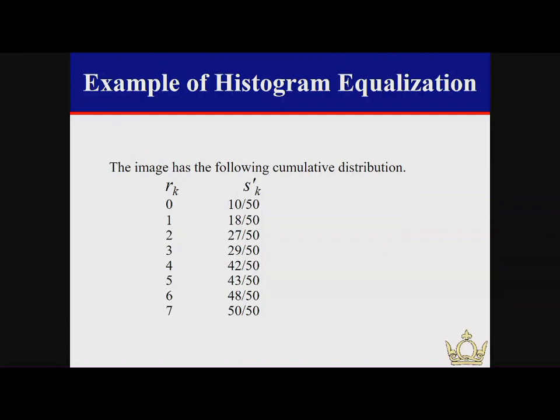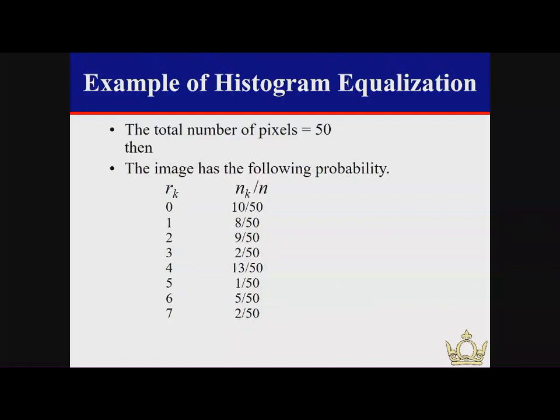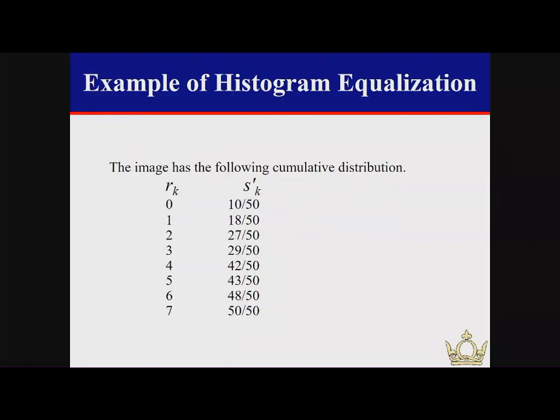And next, to find the cumulative distribution, the first one, just leave it there. Next, add those two together. Next, add those 3 together. Next, add 4 together. Next, add those, and next add all those, and finally add all those. Because there are 50 pixels, if you add all of them, the last one should be 1. It's just the same as I calculated for the cumulative histogram. You can see 10 over 50, and finally 50 over 50. The last one is always 1.